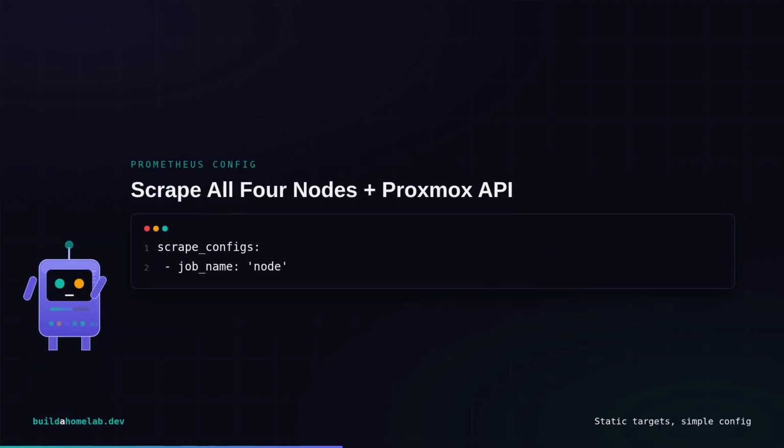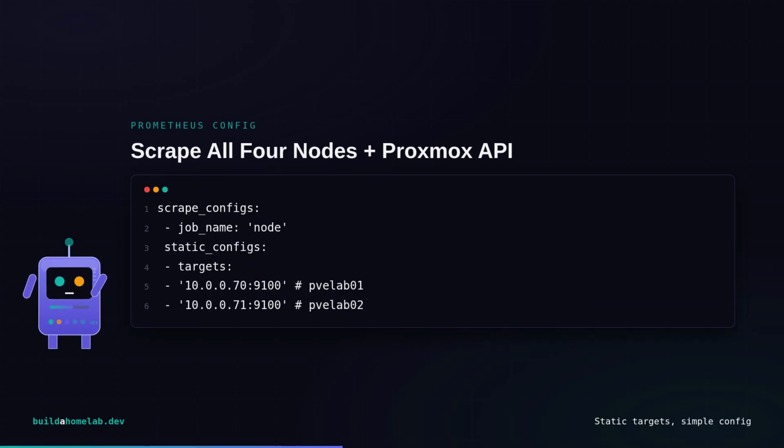The Prometheus config is straightforward. 2 scrape jobs. One for node exporter on all 4 nodes at port 9100, and one for PVE Exporter at port 9221, which proxies to the Proxmox API and returns cluster-level metrics. Point Prometheus at these targets, set a 15-second scrape interval, reload the service, and check localhost:9090/targets to confirm everything is green.